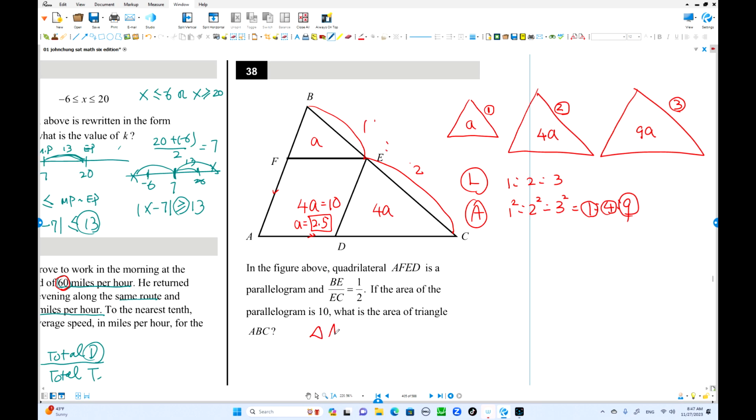Now the area of triangle ABC is 9A. The bracket around ABC means the area. This is 9A, A is 2.5, okay? So this is 22.5, the area of triangle ABC, okay? That's number 38.